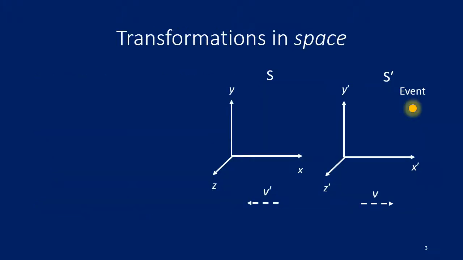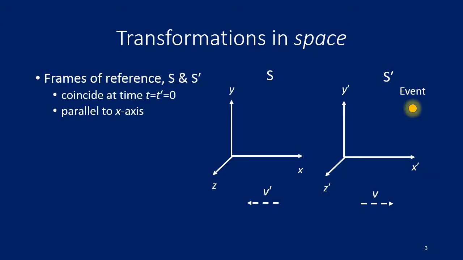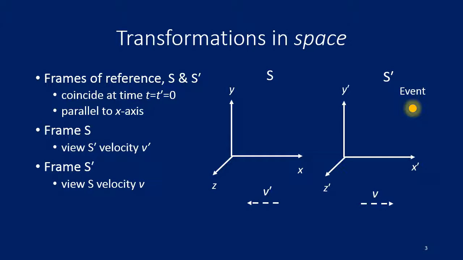This is expressed by transformations in space. We'll look at two frames of reference, S and S prime. And to be simple, let them coincide at time t or t prime equals 0. And that motion is only parallel to the x-axis, so that's the only motion considered. In frame S, it views S prime with velocity v prime, and frame S prime views frame S with velocity v in the opposite direction. Now say they both observe an event. What coordinates will they attach to that event?